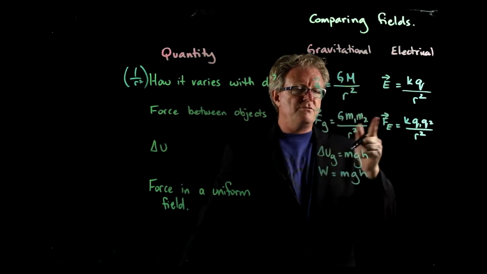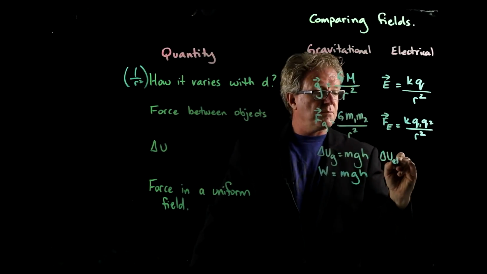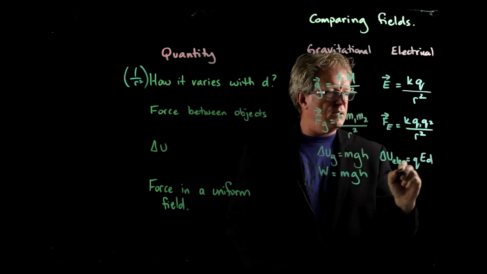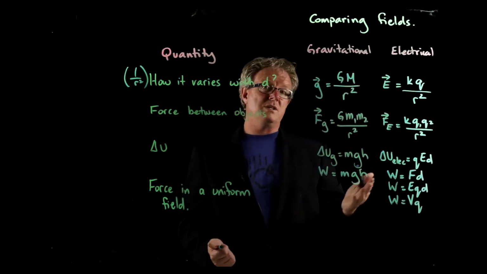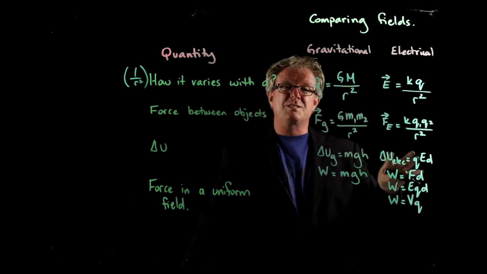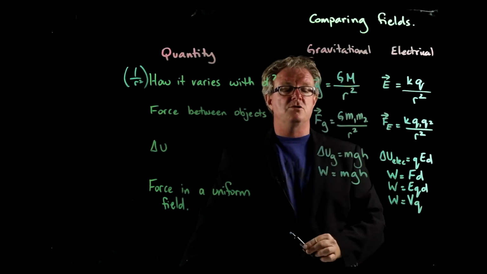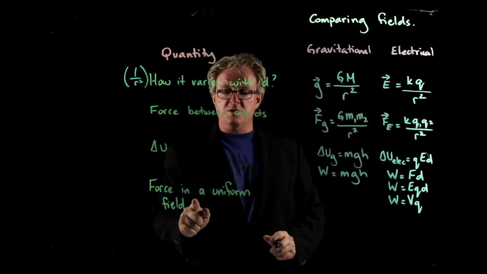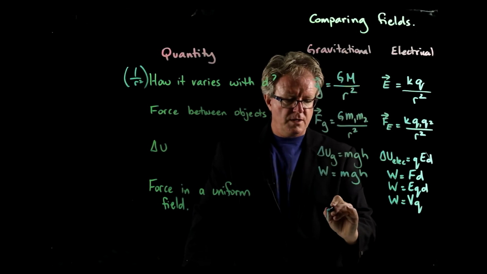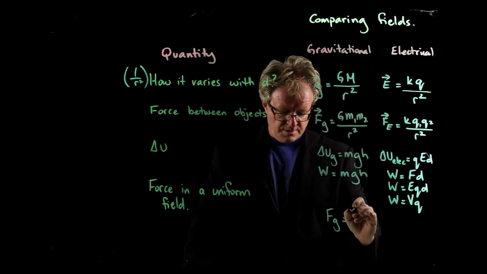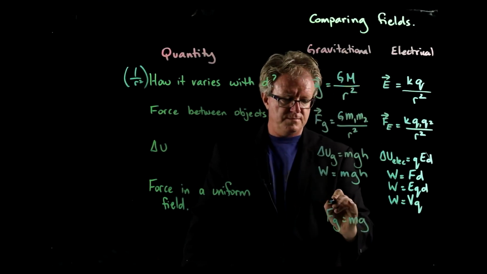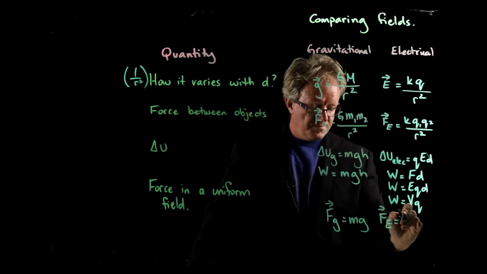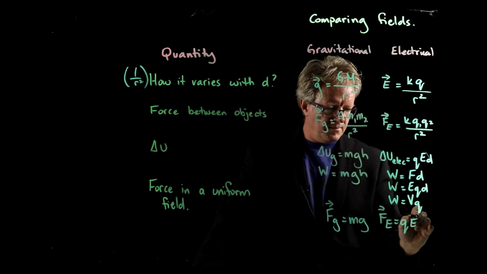What about electric field? The change in electric potential energy, QEd, I'm not sure if you can see that, from the recent video we've just done. So there's different expressions that we can have there for the change in potential energy. Gravitational potential energy, electrical potential energy. The force in a uniform field, well, the gravitational force is just equal to mg, and the electric force was equal to QE.